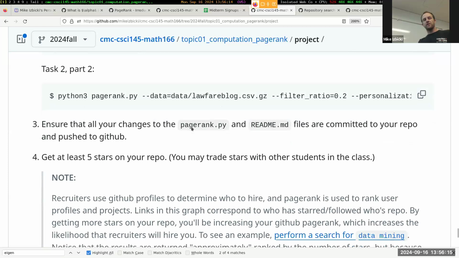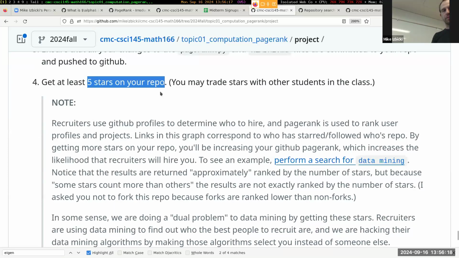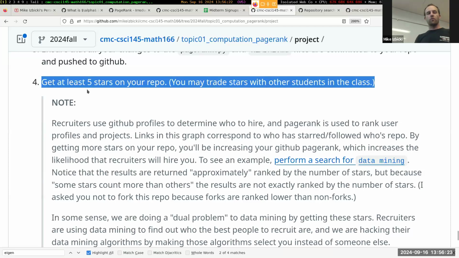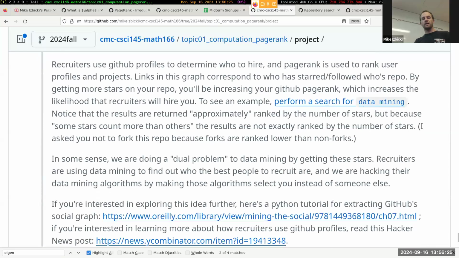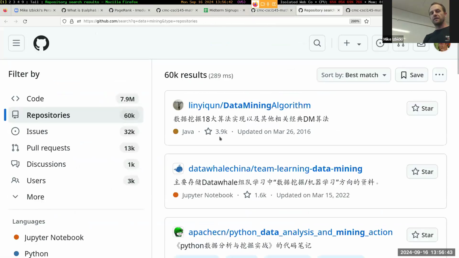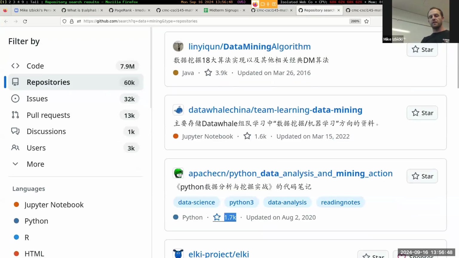One last thing that you'll have to do is make sure you get 5 different stars from your repository. They can be other people in this class. But this big long note here explains why we're doing that. And it's basically to hack the PageRank algorithm that recruiters will be applying to your GitHub profiles when they try to recruit you. If you do a search on GitHub, so this link right here takes you to a search of all the repositories labeled data mining. And you can see that they're not ranked directly by things like the most number of stars, because here we have 1.7 thousand stars ranked below 1.6 thousand stars.